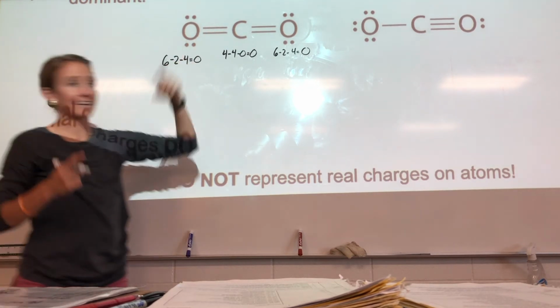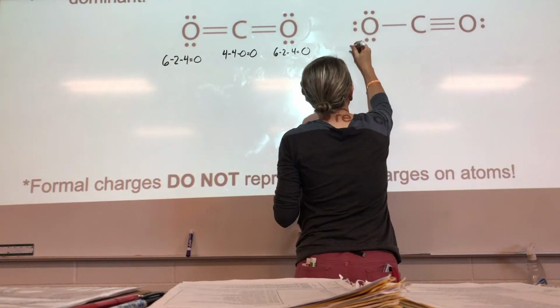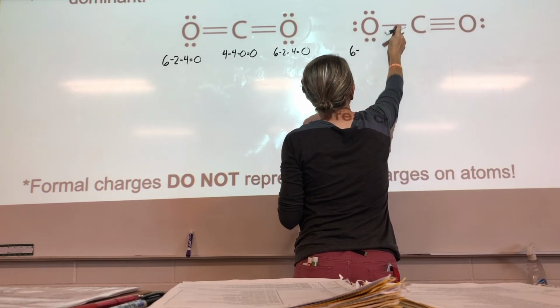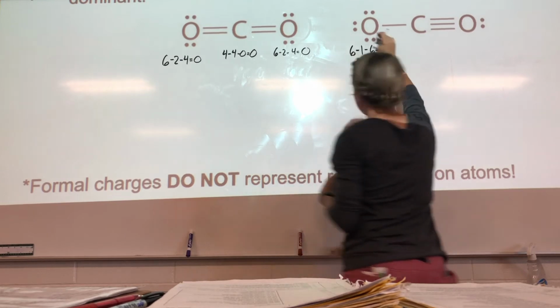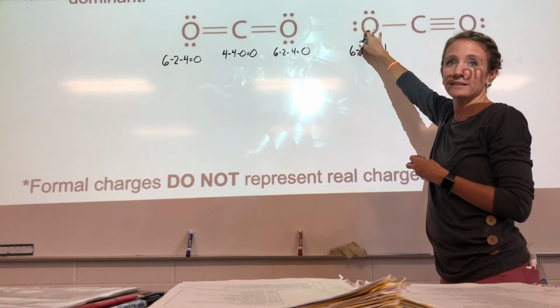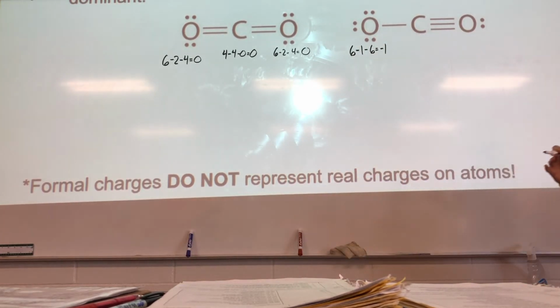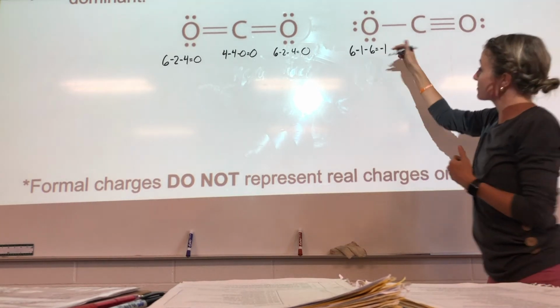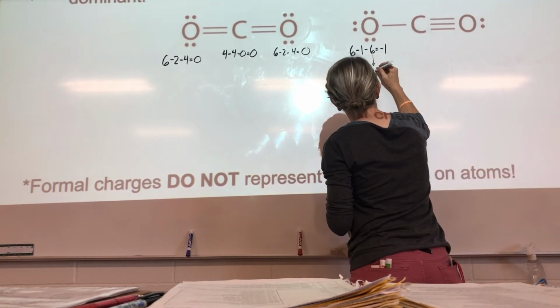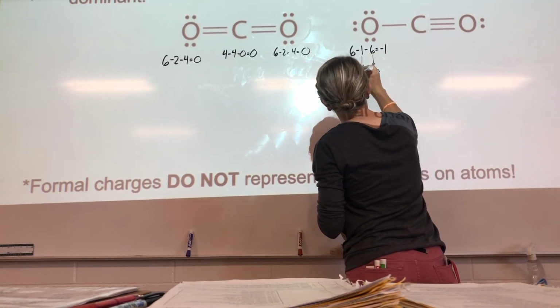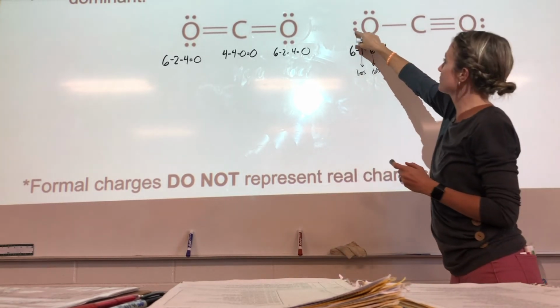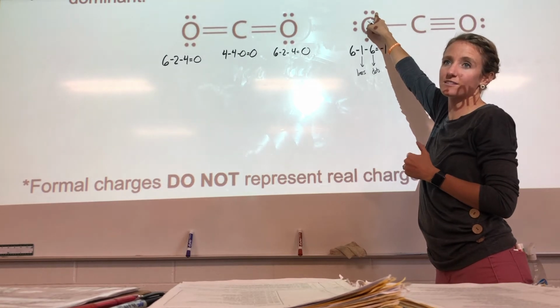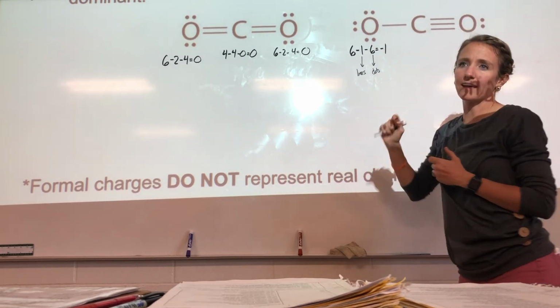But to compare, let's calculate it over here. So 6 electrons minus 1 line, minus 6 dots, negative what? Where are you getting that from? The 6? So the 6 is the number of valence electrons, and this is the number of lines. So there's 1, 2, 3, 4, 5, 6 dots, and then the 1 line.